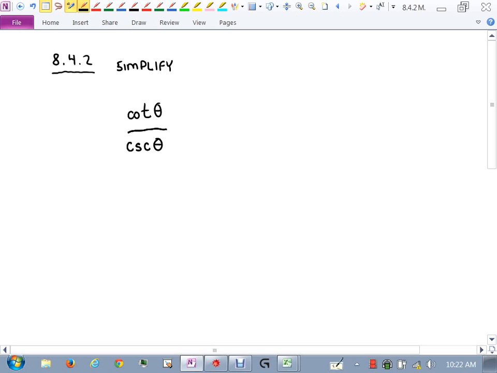So when you're looking at this, just start using some of the identities that you know, like the basic identities. What is cotangent of theta by its definition? 1 over tangent. And how about in terms of sine and cosine? What is it? Sine over cosine is tangent. It's cosine over sine. So this is cosine theta over sine theta. Everyone agree that that is what cotangent is?